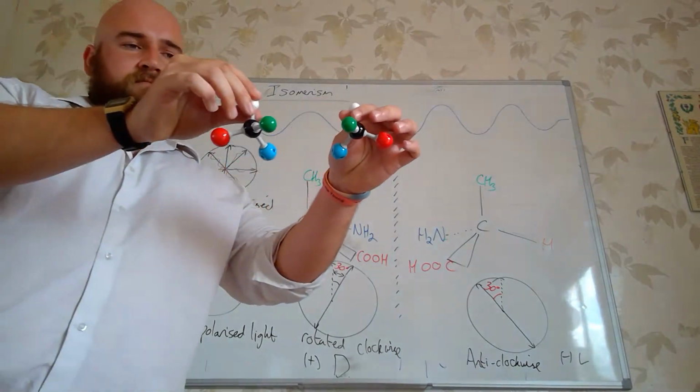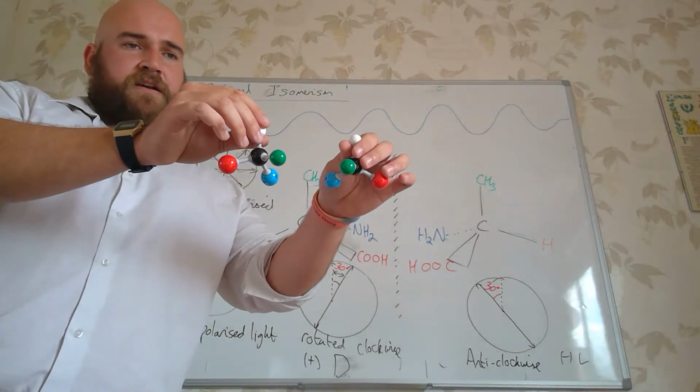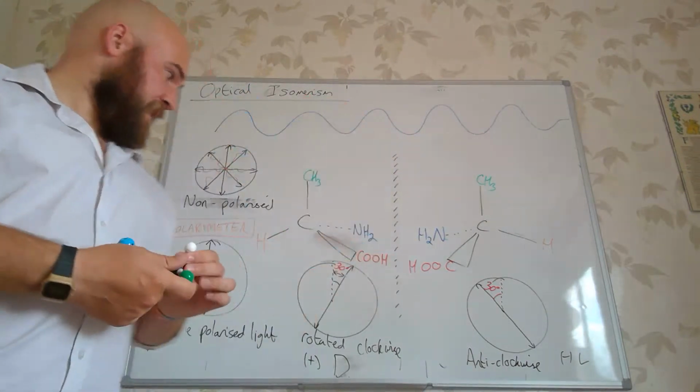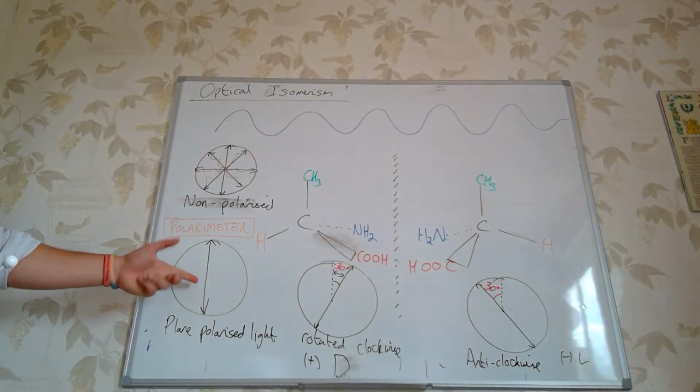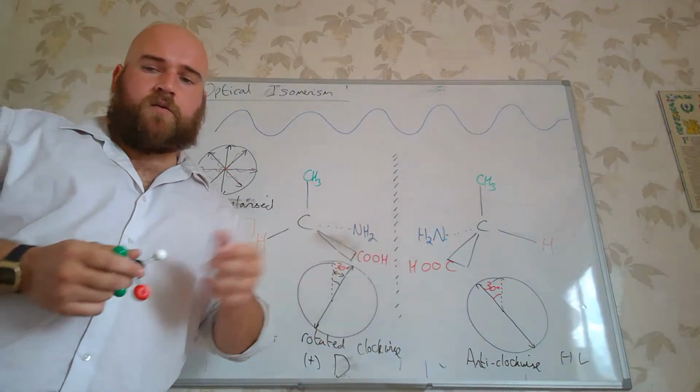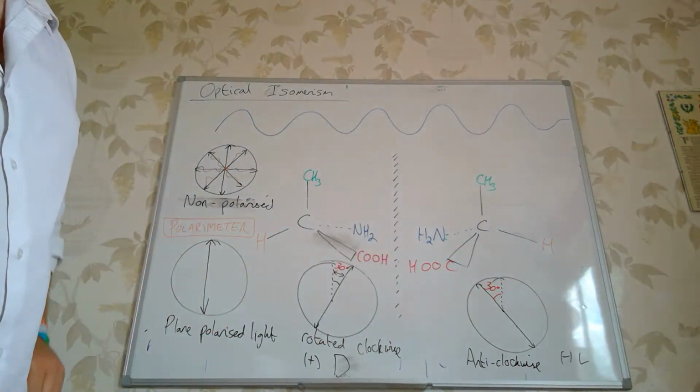So I've got these mixed together in a beaker. I shine plane polarized light through it. What will happen? Will it rotate clockwise? Will it rotate anti-clockwise? What do you think?